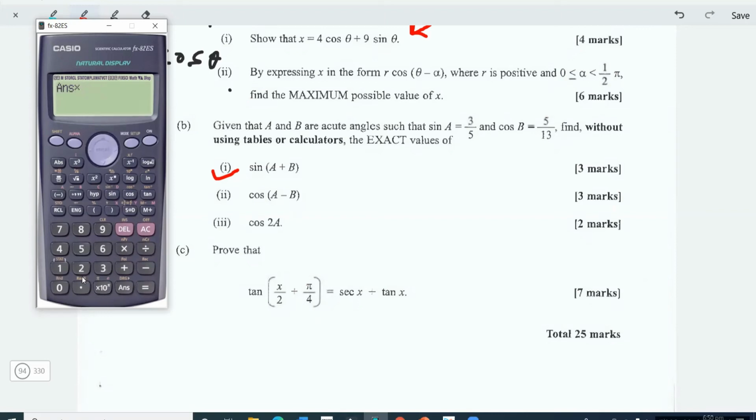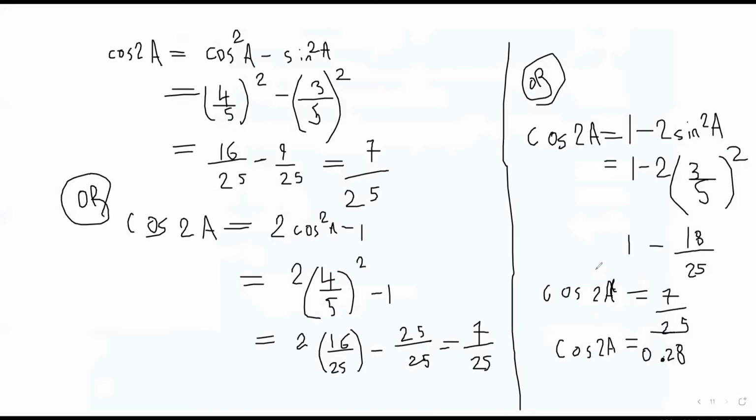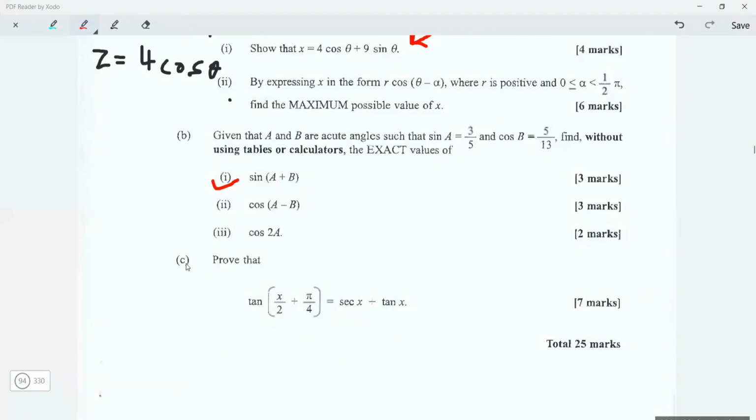When you multiply that by 2, that would be 2A. Now we can find cos of that right there. 7 over 25. Oh, so nice. Just as to say cos 2A is 7 over 25. So that verifies our answer. All right? Nice.